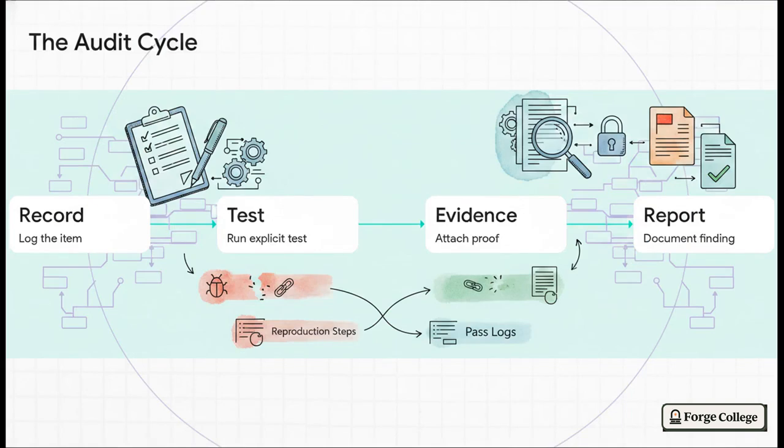During the actual audit, you're going to follow this relentless, highly efficient cycle. Step 1, record the item. Step 2, run the explicit test. Step 3, attach the exact evidence. And Step 4, report the finding. If a test fails, you document the reproduction steps immediately. If it passes, you attach the logs to prove it. Zero guesswork, maximum efficiency. It massively speeds up your peer review.